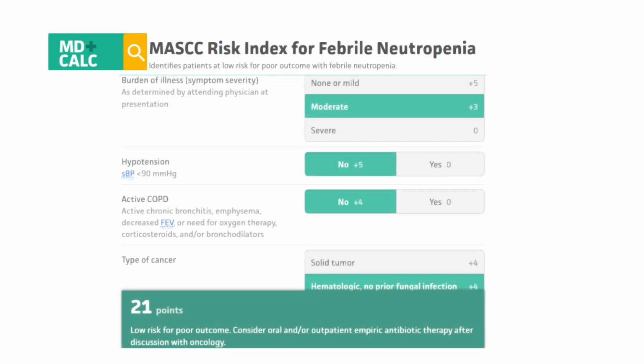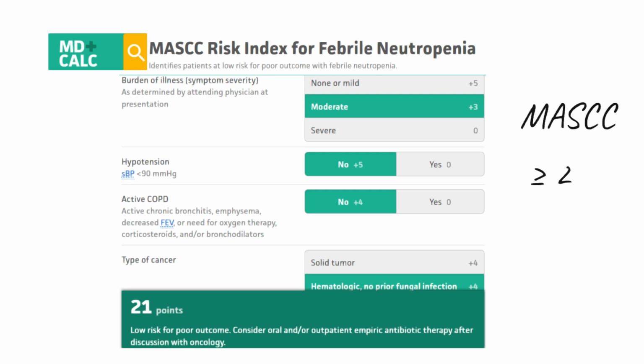This score includes things like burden of symptoms, hypertension, COPD, or the previous presence of fungal infections. The higher the score, the lower the likelihood of poor outcomes is predicted. If we get a score of 21 or higher, outpatient management can be considered.